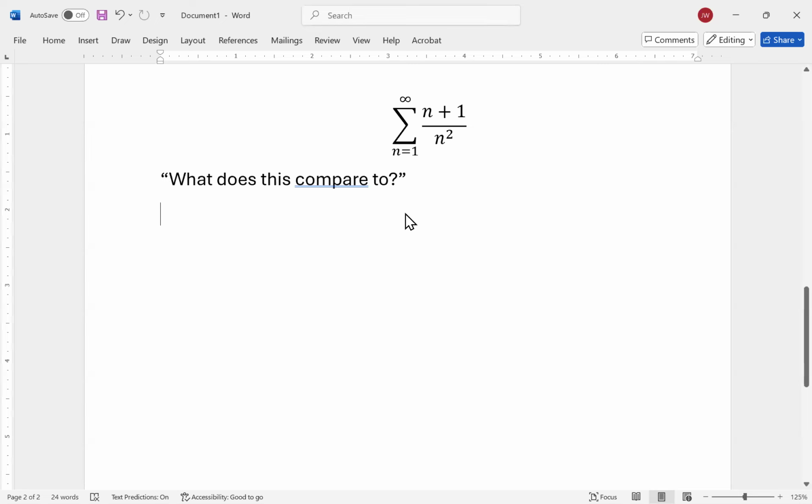In this case, since this is like a polynomial divided by a polynomial, I'm going to think p-series comparison. So I'm going to compare this to 1 over n to the first power. Notice how this is a polynomial of degree 1 on top and a polynomial of degree 2 on bottom. So I'm going to compare it to 1 over n. Now that I know diverges because that's a p-series where p is 1.